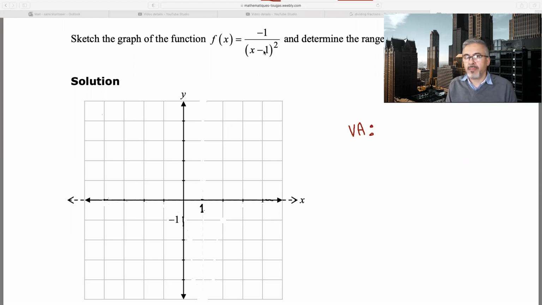Okay, so x minus 1 here. So the value that makes this bottom 0 is to make x equal 1. So that's where your vertical asymptote is. And so what I'm going to do, I'm going to go ahead and draw my asymptote at 1.